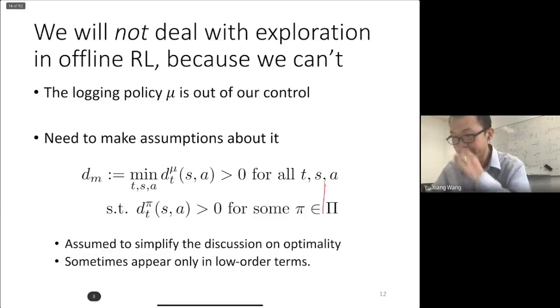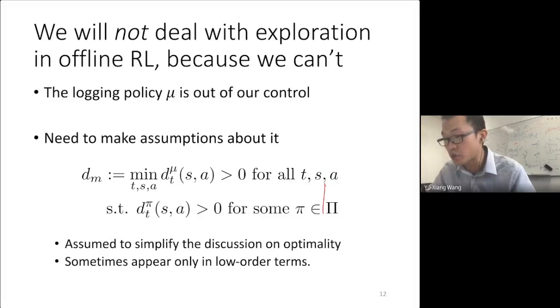So exploration is often the hardest part of reinforcement learning, but unfortunately we're not going to be dealing with exploration in offline reinforcement learning, mostly because we don't actually have any control over the logging policy. Instead, we have to make some sort of assumption about it, so we can talk about getting to the optimal policy with offline learning. There are variants of these assumptions. Sometimes you can go with the more agnostic approach and only find the optimal policy that's in some sense measurable with your logging policy, but that's not the stance I'm going to be taking for today's talk.